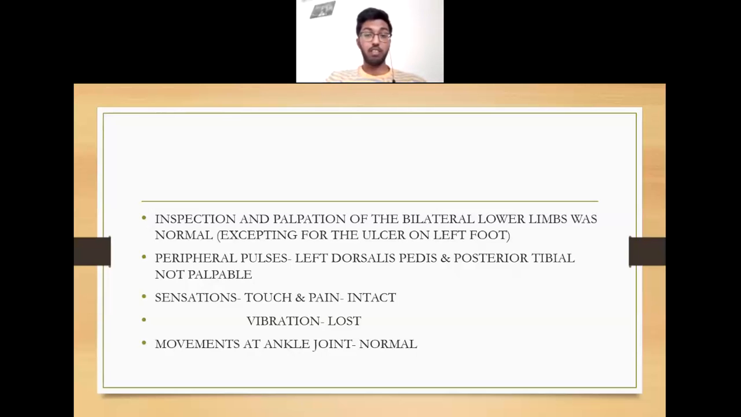So did you check peripheral pulses in both limbs or one limb? Sir, on the right side it was palpable, dorsalis pedis and posterior tibial. On the left side, the dorsalis pedis was totally not felt. Posterior tibial was very feeble. I have written it as not palpable. Rather, I should have written it as feeble pulse.